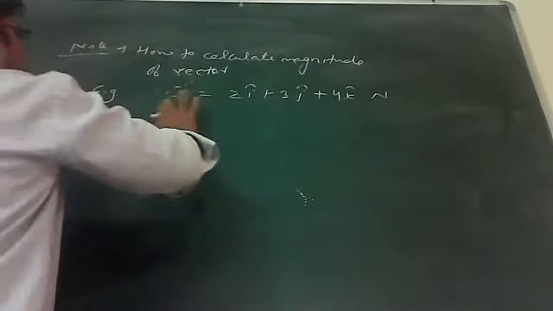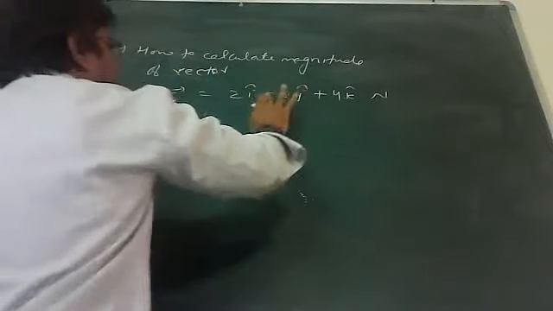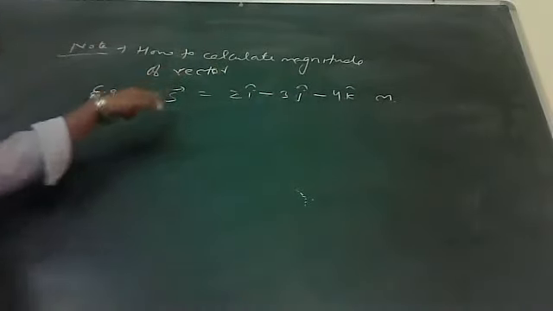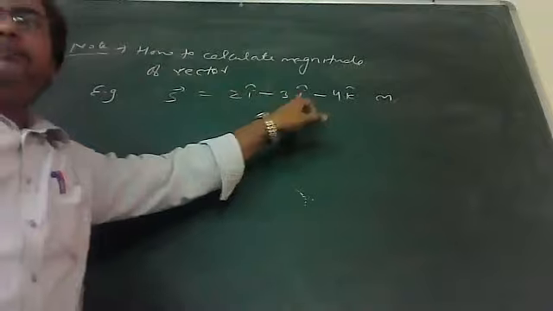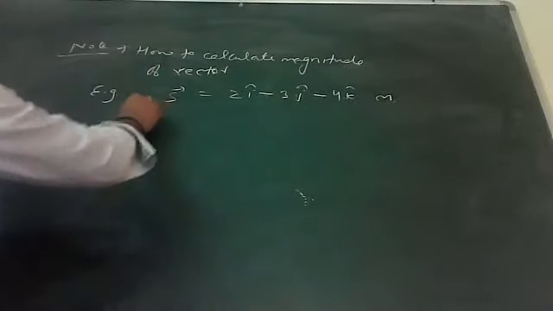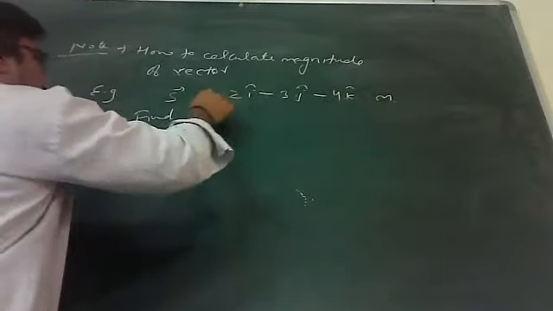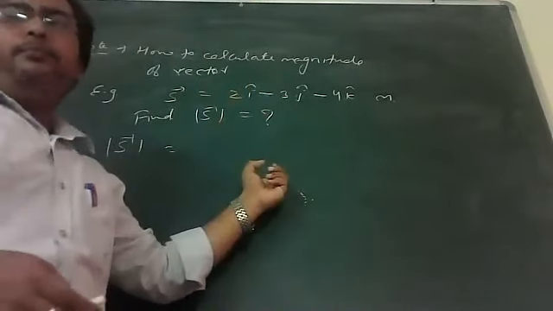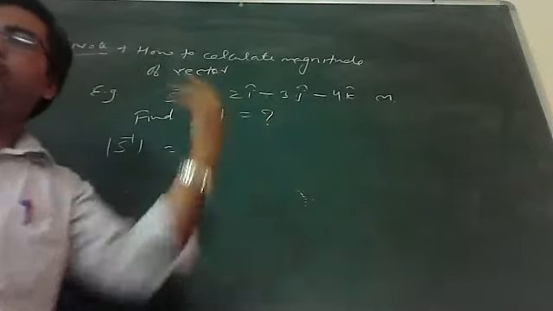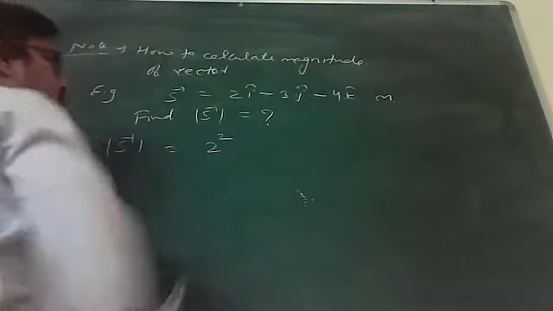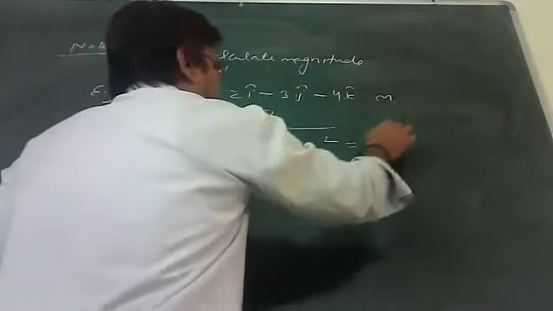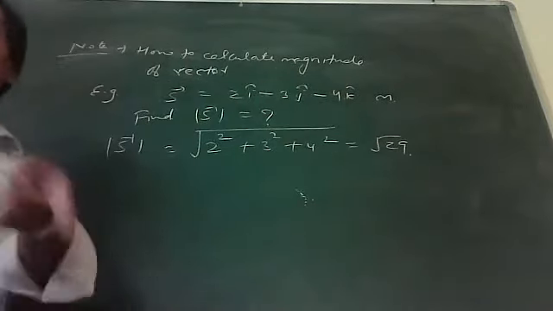Take the next question. If displacement is equal to 2i cap minus 3j cap minus 4k cap meter, find the magnitude, the modulus of displacement. Same format: x component square plus y component square plus z component square, and the square root of the whole. Square of 2, square of 3, square of 4, and the result will still be root 29.